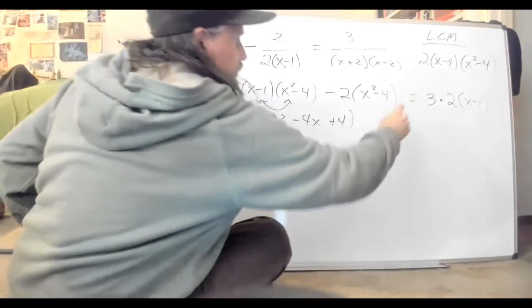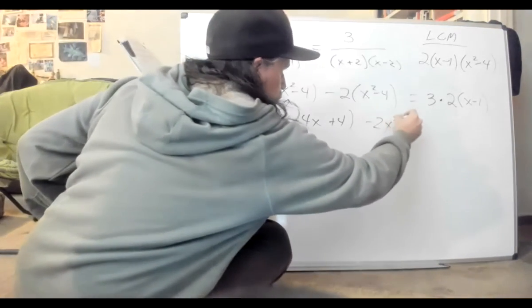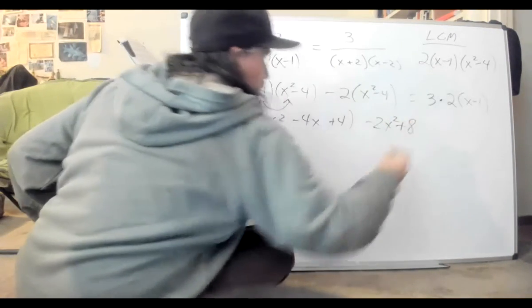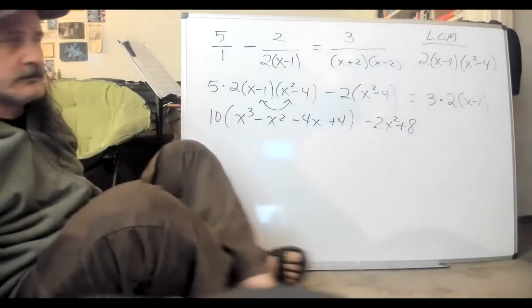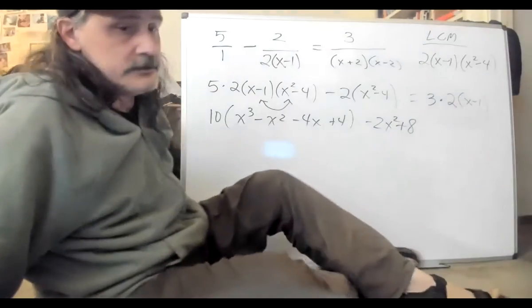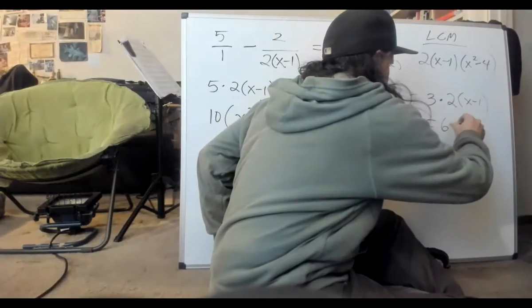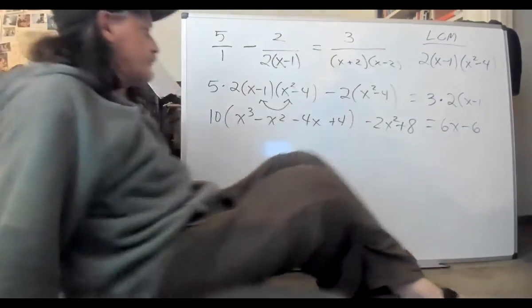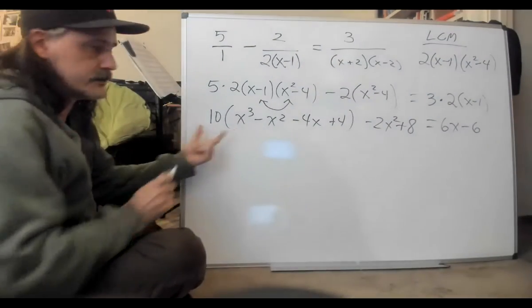And then multiplying this out, minus 2x squared plus 8. Be careful, I made that mistake earlier on. Minus times a minus. And then this is going to become 6 times x minus 1. So you get that. All right, so you're going to get a 10x cubed term.